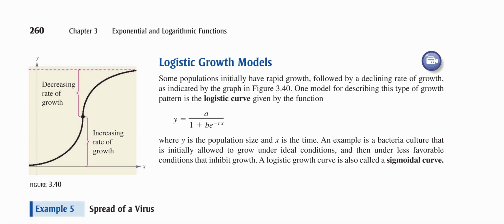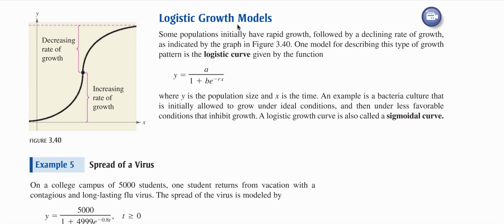All right, these are actually some of my favorites. I like logistic growth models. I like solving them. Some populations initially have a rapid growth followed by a declining rate of growth, as indicated by the graph in the following figure.